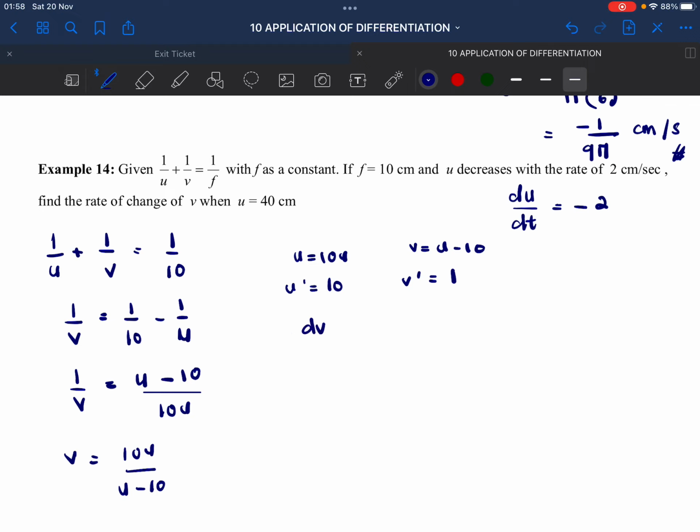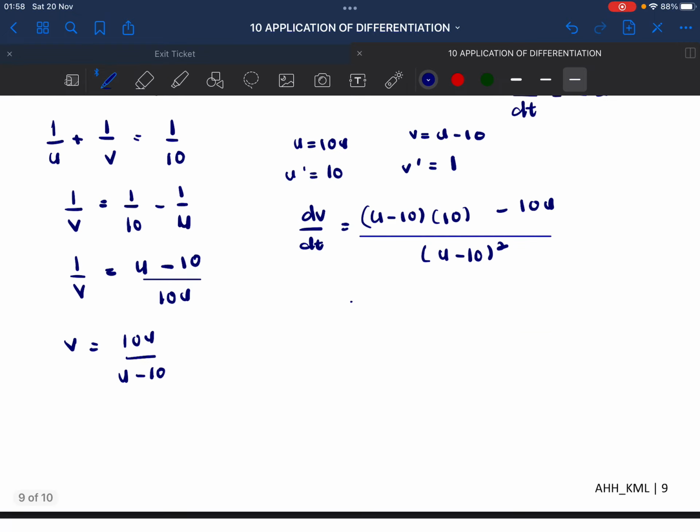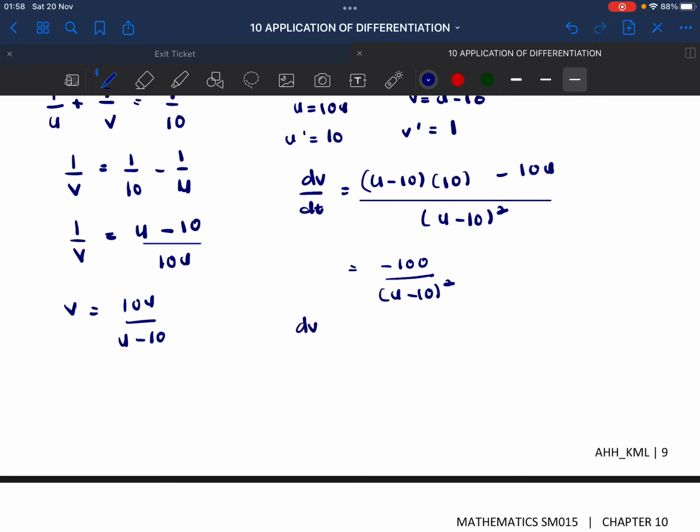So to find dv over du, just use the formula for the quotient rule. u minus 10 multiplied by 10 minus 10u over v squared, (u minus 10) squared. Okay, simplify, you are going to get negative 100 over (u minus 10) squared. Okay, so now we can apply our chain rule. So you will have dv over dt equals dv over du multiplied by du over dt.